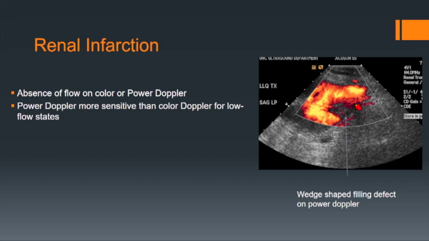Infarcts in the transplant kidney may show up as filling defects on power Doppler. This is a case here of an infarction which shows up as a wedge-shaped filling defect on this power Doppler image. Power Doppler is more sensitive than color Doppler for low flow states, but generally speaking, we are not that good at picking up infarcts with our standard ultrasound techniques, although contrast may change that in the future.